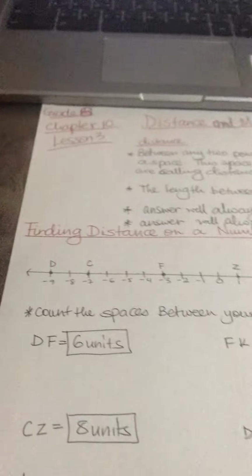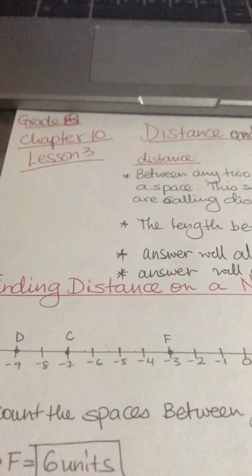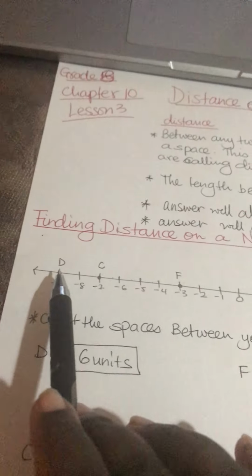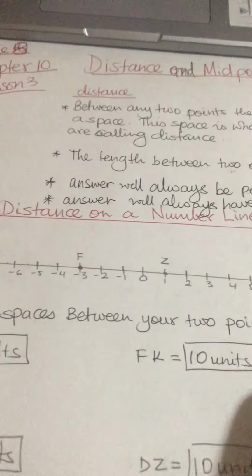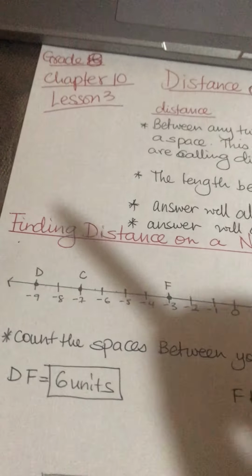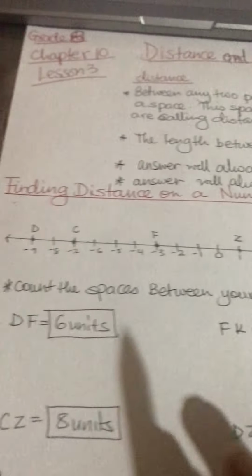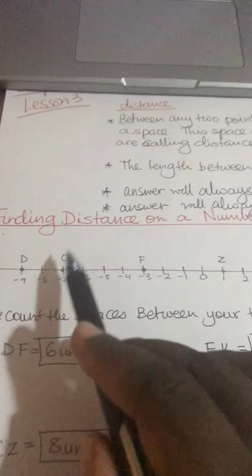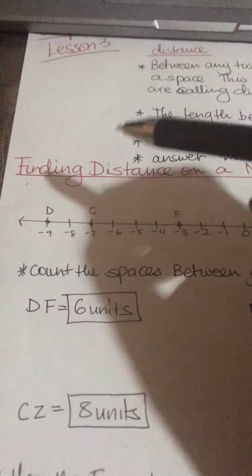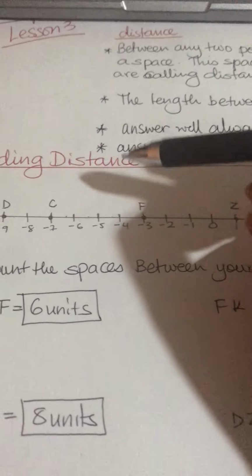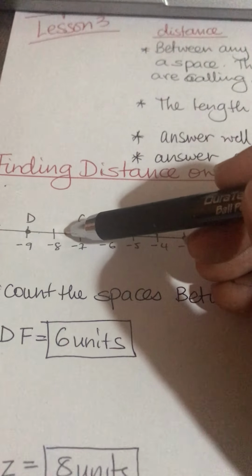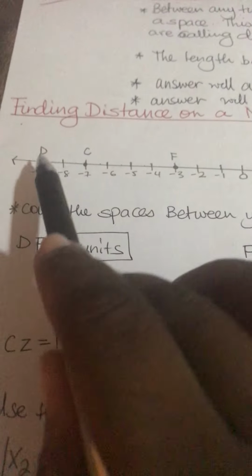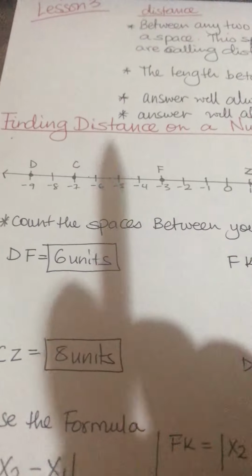Okay? Now, there is many places we can find distance. So here we're going to do finding distance on a number line. So you'll be given a number line and it has been labeled with numbers like this. Then they ask you to find the distance between some points. So let's look over here. They told us to find the distance between D and F. So one way you can do this is just count the spaces from D to F. So if you count the spaces, 1, 2, 3, 4, 5, 6, 6 units. From D to F, the spaces is what you're counting.